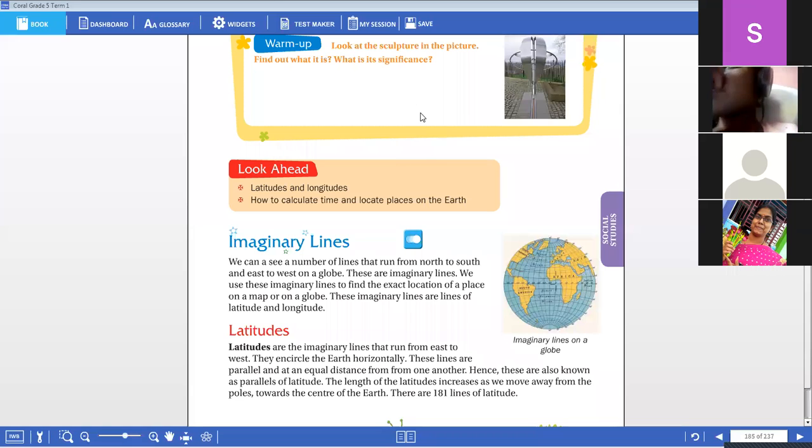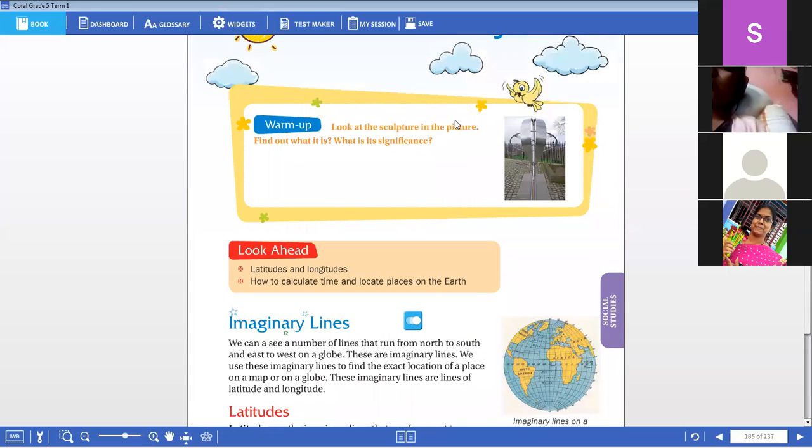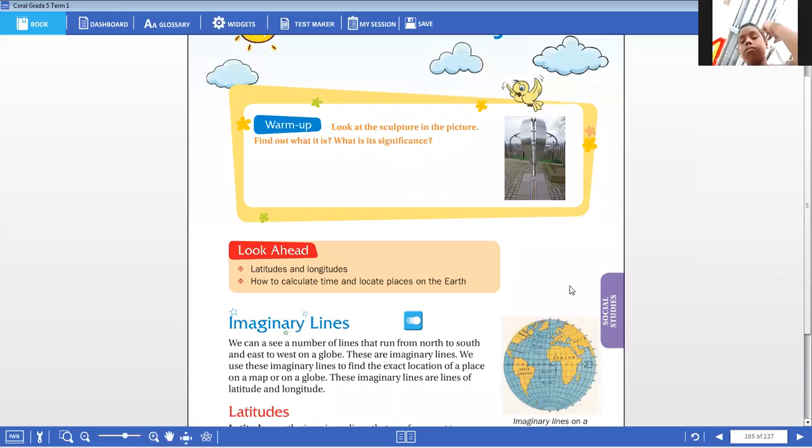Okay, let's see. Look at the sculpture in the picture. Find out what it is and what its significance is. Before that, children, we have to know about what is there in the lesson. Syed Amrin, sit properly. By knowing that, you can identify the sculpture or picture given here. That's why I didn't go to the warm-up session directly.